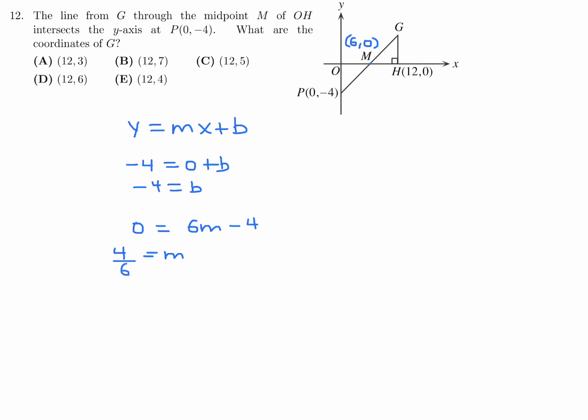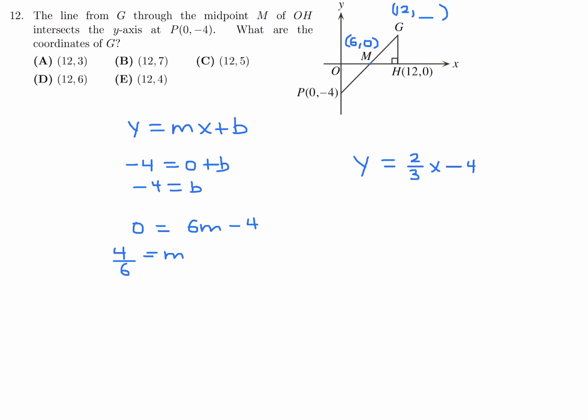So we have the equation of our line. It's y is equal to 4 over 6, which is 2 over 3, x minus 4. And then now what we have to do is just figure out that coordinate G. Well, the good news is because they give you this coordinate, G is going to have the x coordinate of 12, and then we just have to figure out the y coordinate. And interestingly, all the answer choices have 12 as the x coordinate.